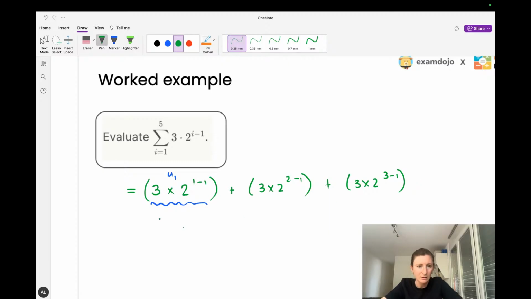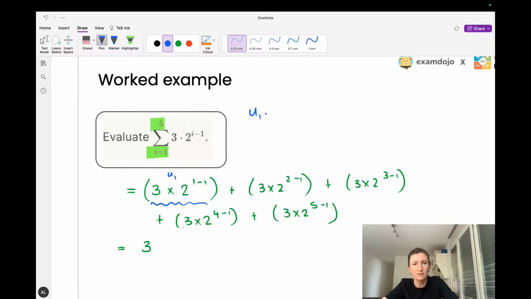I'll write it down here. 3 times 2 to the power of 4 minus 1. 3 times 2 to the power of 5 minus 1. And now we've gotten to 5, so we stop. And evaluate, as in we answer. I'm just going to highlight that 5 and that 1. Those are the most important parts. All right, 2 to the power of 0 is just 1, so that's 3. So our first term, u1, is 3.